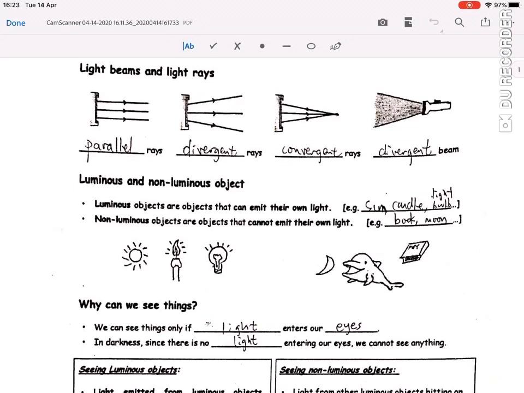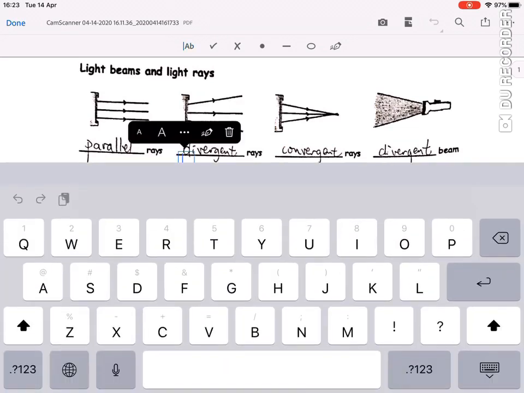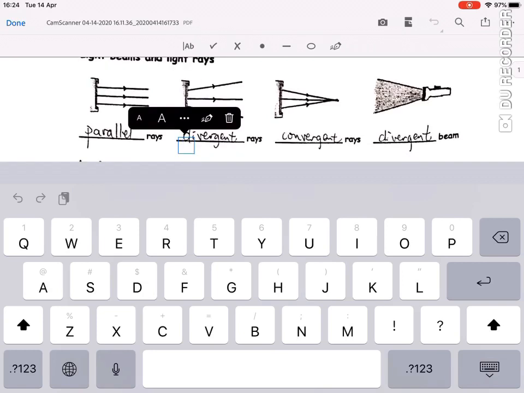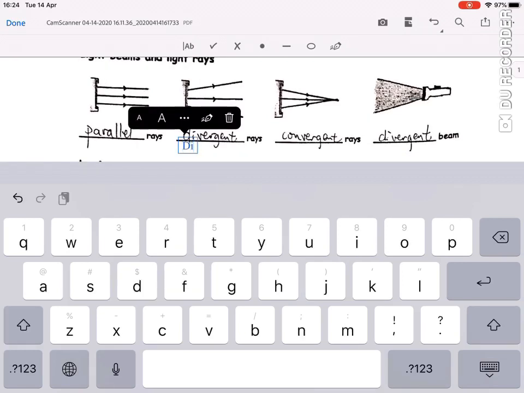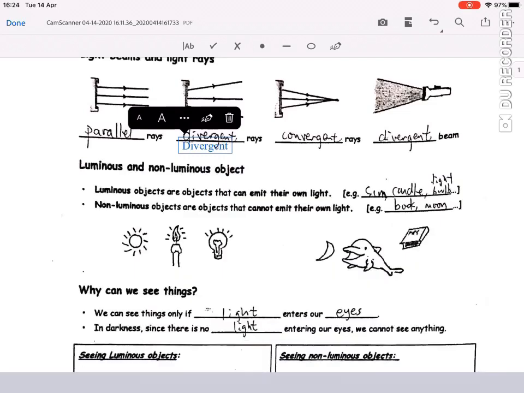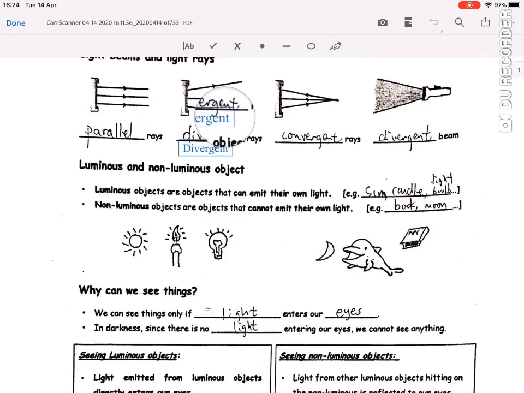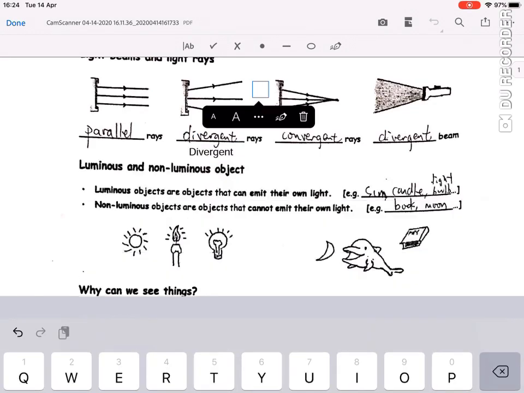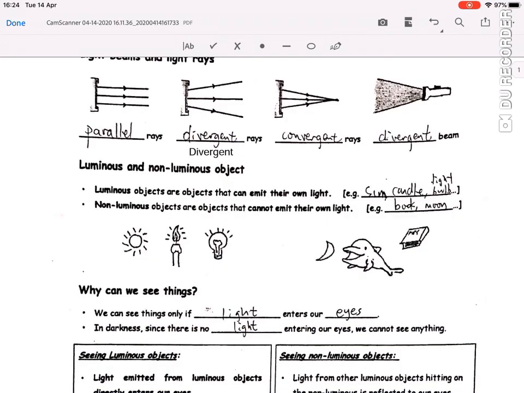Some of you might not be able to read what that is, so let me type it in here. It is divergent. So this is the diverted ray. That's how you spell it. Okay? It's diverted rays.